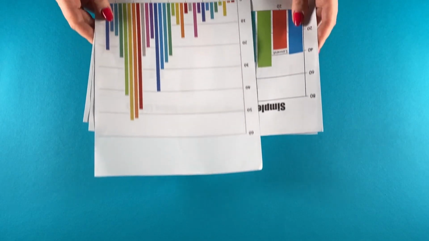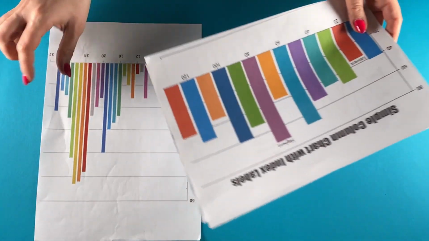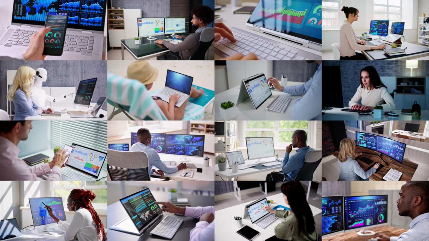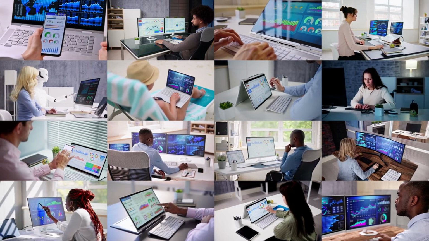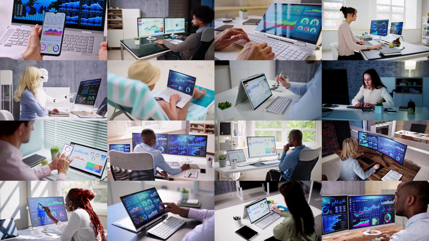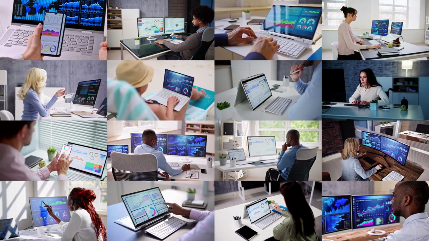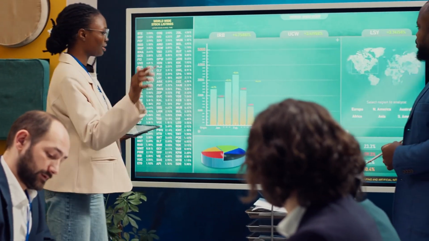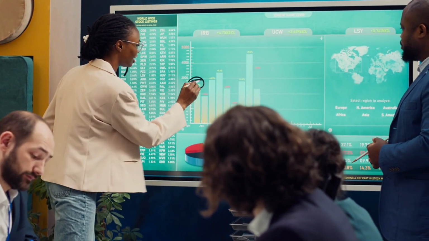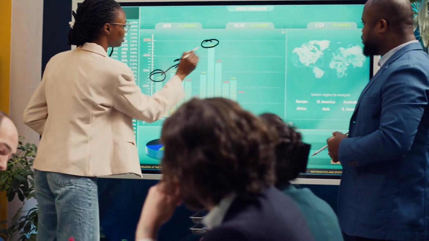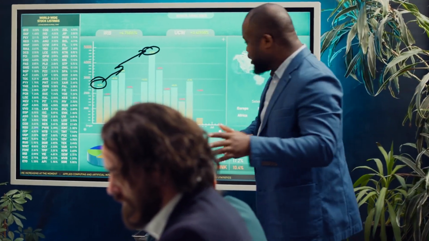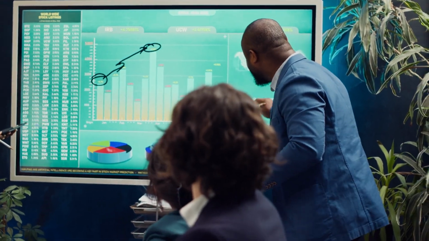The role of a data analyst is increasingly becoming vital in today's data-driven world. Data analysts are professionals who gather, process, and analyze data to help organizations make informed decisions. Their primary responsibility is to transform raw data into meaningful insights that can guide strategic planning, improve operational efficiency, and ultimately drive business growth. With the exponential increase in data generated by businesses and consumers alike, the demand for skilled data analysts is soaring across various industries.